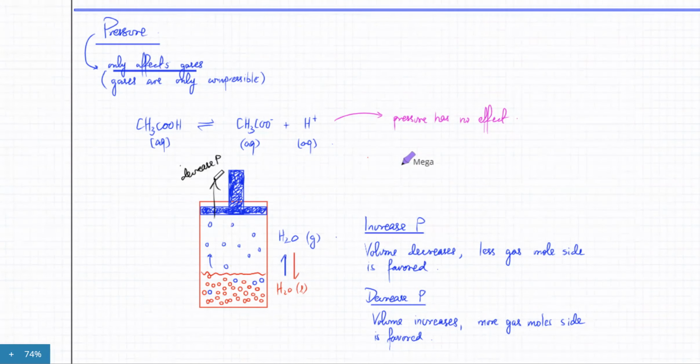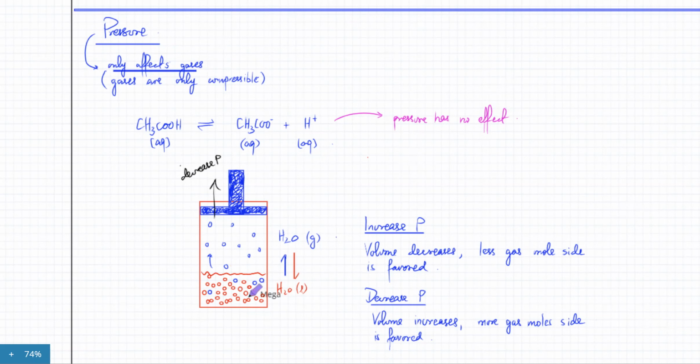Vice versa, if you decrease pressure, you're basically pulling the piston upwards. The volume increases and there's going to be more gas formed. And remember, pressure would only affect gases. So if an equilibrium doesn't have gases to begin with, pressure is not going to have any effect at all. The equilibrium must have gases involved. Otherwise, it will have absolutely no effect.